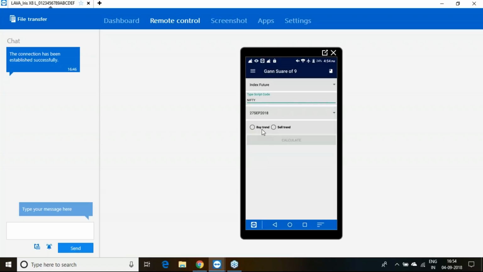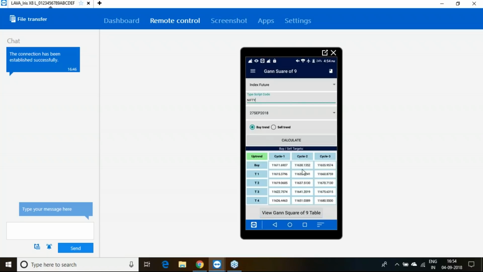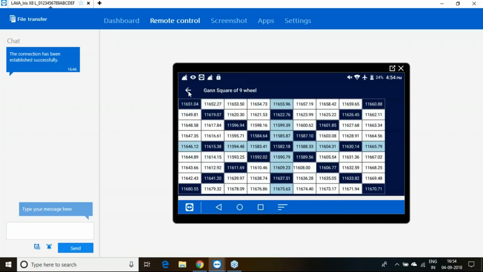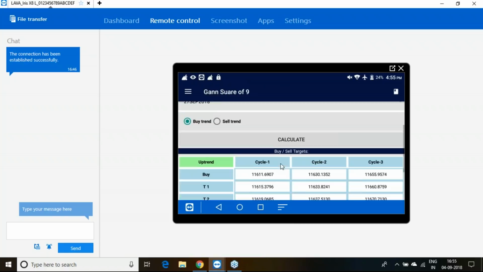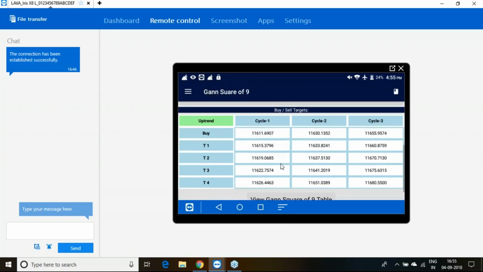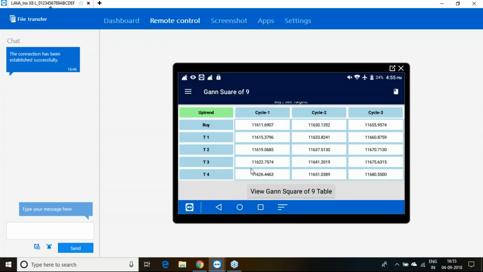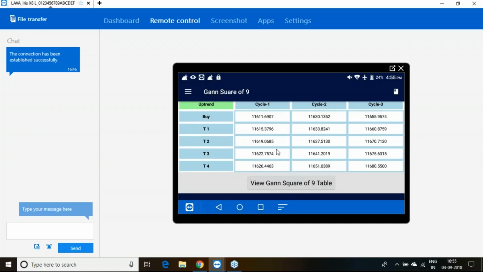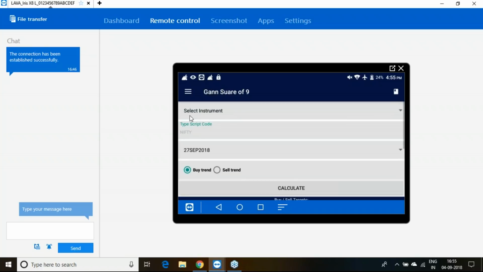So here, suppose I am taking the Nifty and going for the buy decision, this is the first cycle, second cycle and third cycle I am getting. And if I want to see the square of 9 wheel, I can see it in this order. So the Gann square of 9 wheel is this one. And if I want to see only the values, where to buy, what will be the targets and what will be the stop losses, I can follow from here. So this method is for your Gann square of 9.